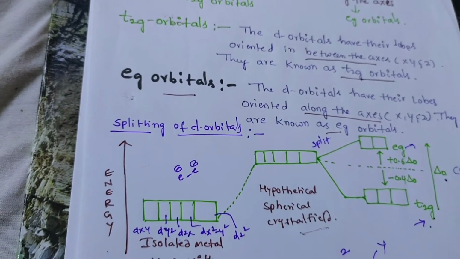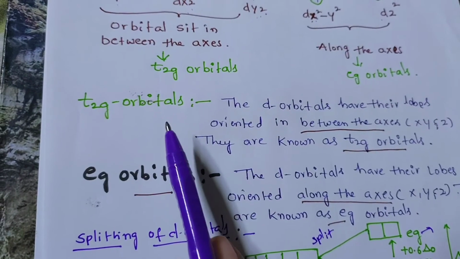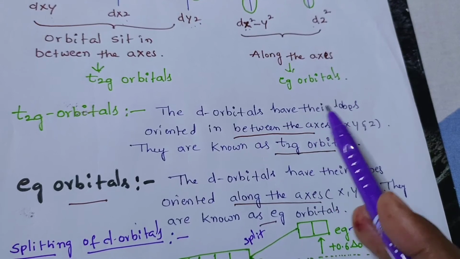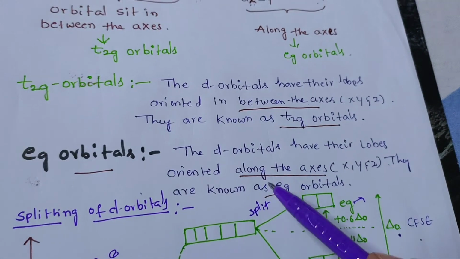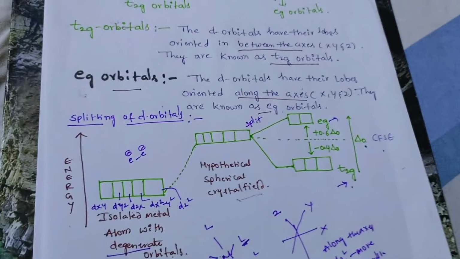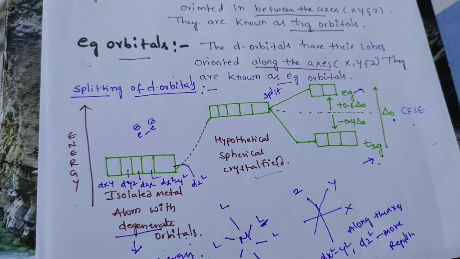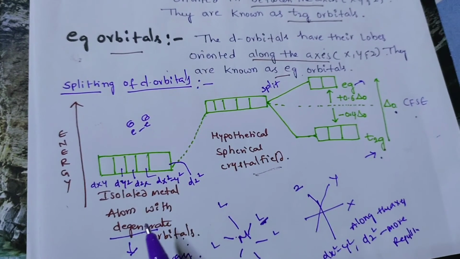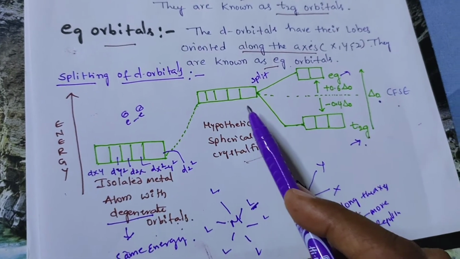I also gave the definitions of the T2g and Eg orbitals. D orbitals having their lobes between the axes are T2g orbitals, and those along the axes are Eg orbitals. So this is the splitting of d orbitals in an octahedral field. This is the isolated metal atom's d orbitals. When the ligand approaches, the d orbitals increase in energy. This is the hypothetical spherical field, which further splits into Eg and T2g orbitals.